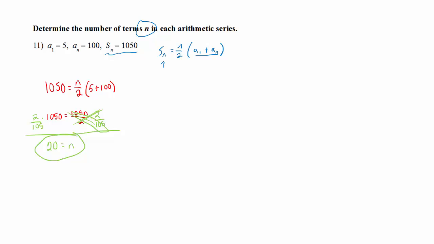And that's what they wanted us to find, was n. So we're done. There are 20 terms in this series they gave us, where if you start with 5 and end with 100, the sum is 1050. Okay.